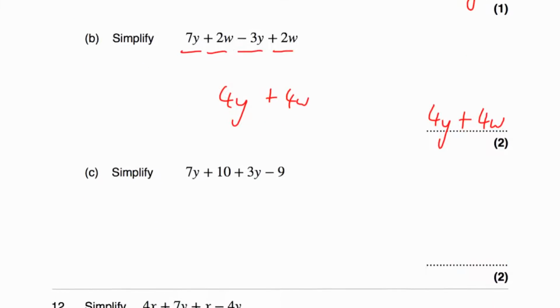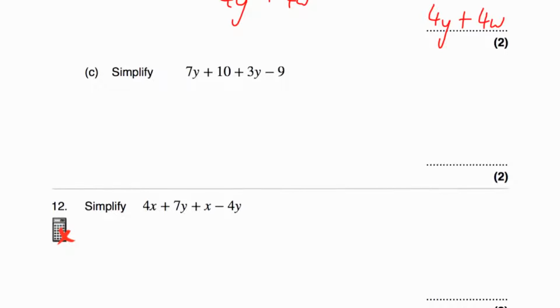Okay, let's have a look at question C. Question 11c says simplify 7y plus 10 plus 3y, take away 9. So again, let's deal with our y's and then deal with our numbers. So we've got 7y plus 3y, and 7y's plus 3y's, that'll be 10y's. Now let's deal with our numbers, or our constants. We've got plus 10, so positive 10, and then we're taking away 9. Well, 10 take away 9 is 1, so that'll be plus 1. So the answer is 10y plus 1.